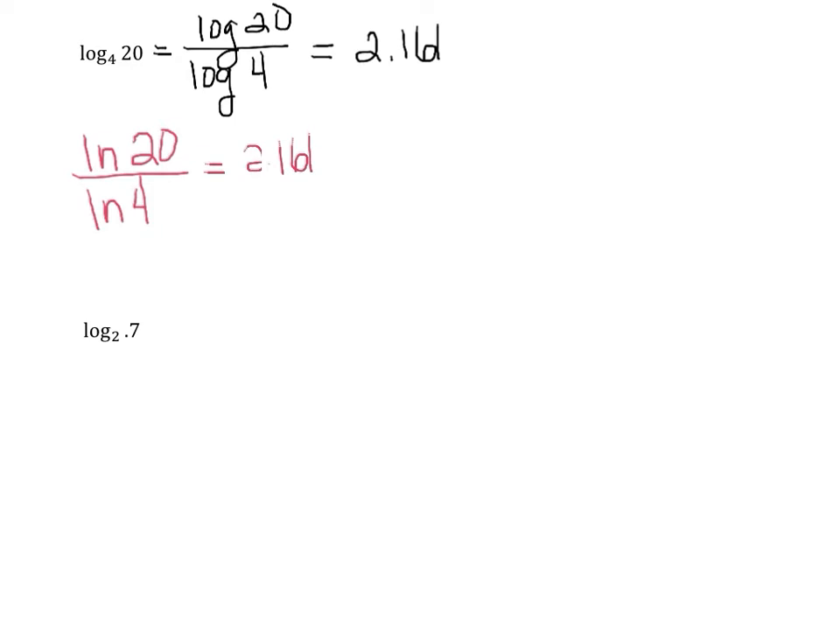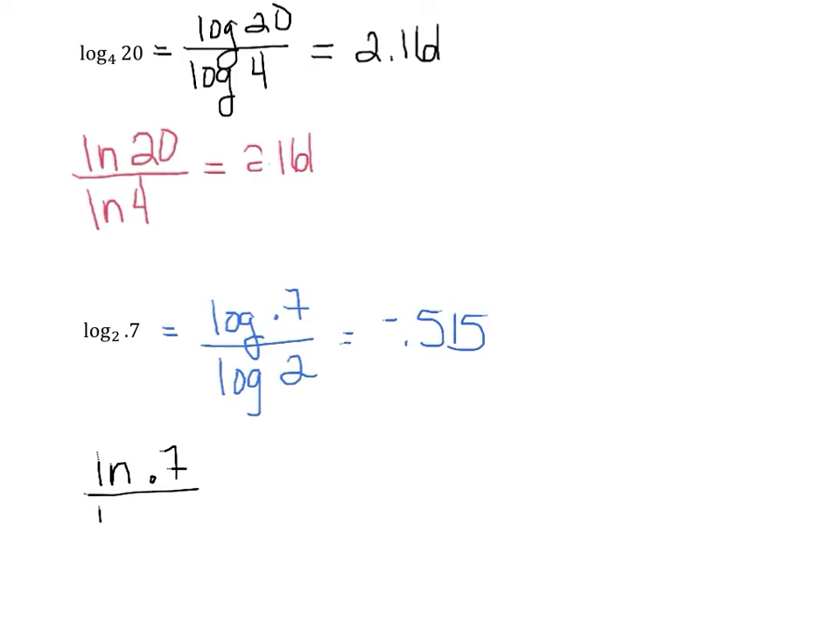Let's take a look at the next problem. Log base 2 of 0.7. So I'll start with log base 10 of 0.7 divided by log base 10 of 2. And I'll put that into the calculator. On this one I get negative 0.515. Doing the same problem with natural log, I can take natural log of 0.7 divided by natural log of 2. I put that into my calculator, and amazingly enough, I get the same answer.